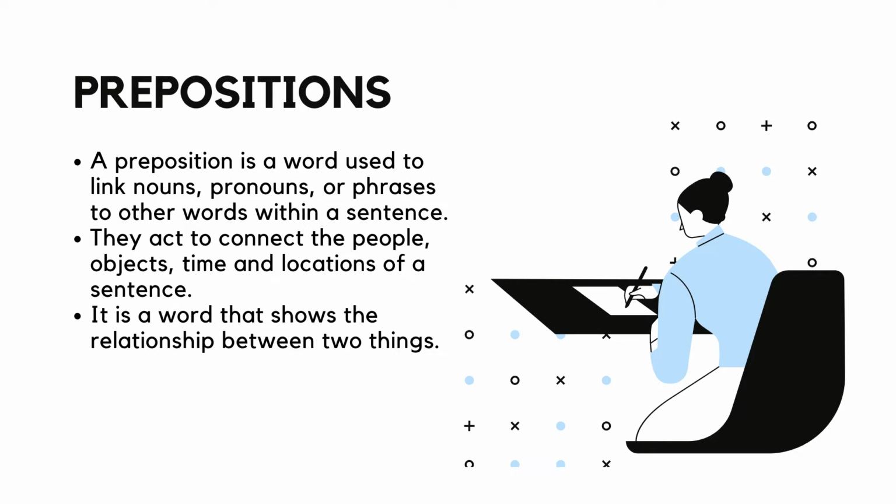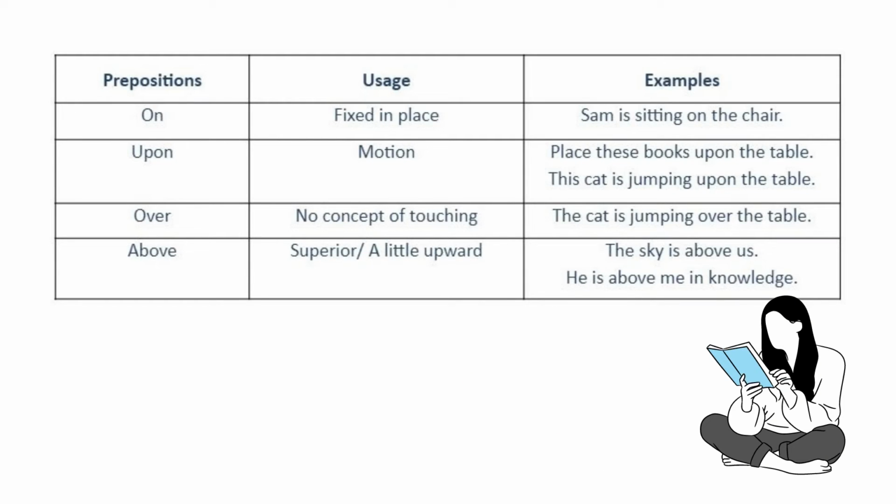Now, let us see several prepositions with their usage so as to understand them in a better way, as understanding them thoroughly will help you to make sentences accurately. As you can see on your screen, firstly we will see the preposition, then we will be seeing its usage, and finally the example for the preposition. Starting with the first one, on.